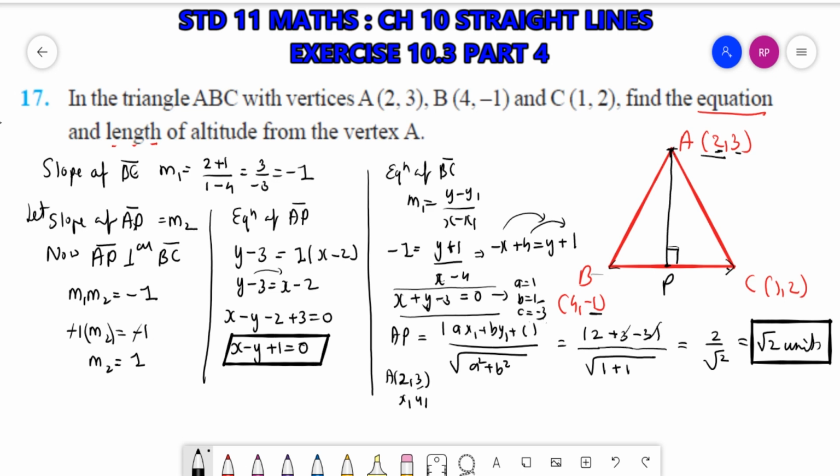Okay, so the equation of the altitude is x minus y plus 1 equal to 0, and the length of altitude is root 2 units. Clear? So this was about question 17. So just note it down.